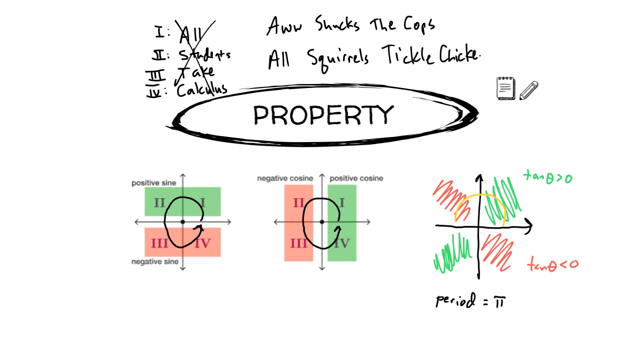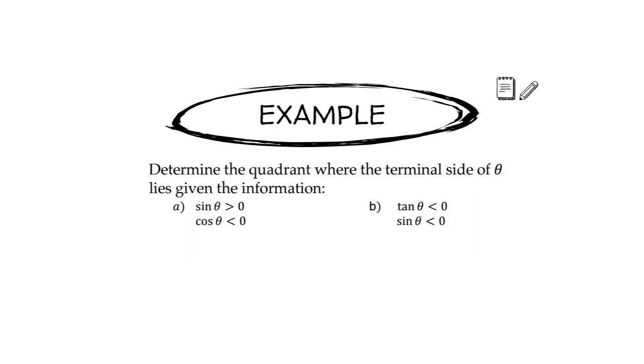You can come up with your own mnemonic, but it's really as easy as remembering that sine is the y-coordinate and cosine is the x-coordinate. Using that idea, we could determine the quadrant where the terminal side of an angle lies, given some basic information. If sine is positive and cosine is negative, that implies that the y is positive, so I've got to be up here somewhere. Meanwhile, the x is negative, so I have to be over here somewhere, and therefore I'm in quadrant 2.